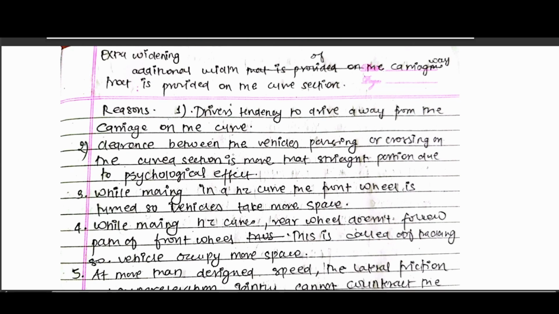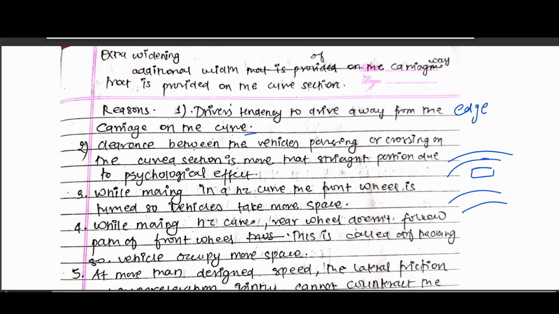So why is extra widening provided? What are the reasons for providing the extra widening? So the first reason is the driver's tendency to drive away from the edge of the carriageway on the curve. Like this might be the carriageway, we have explained about the carriageway. So this is the edge of the carriageway, and the driver always tends to move his vehicle away from it. So that's why extra widening is provided, so that there will be some space right here as well.